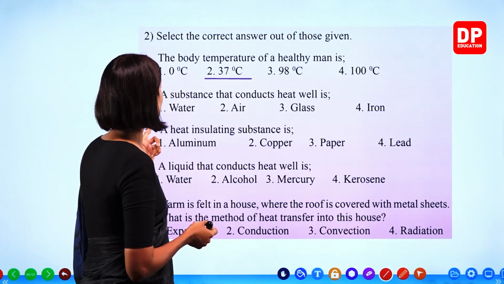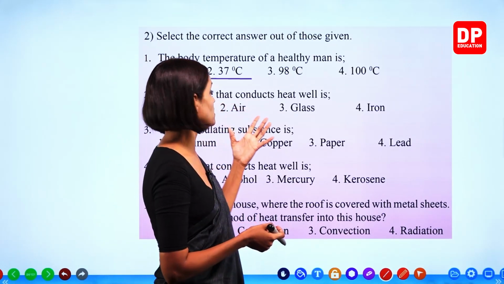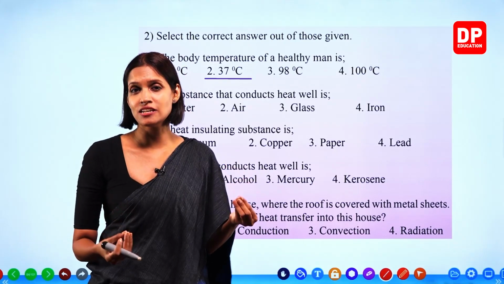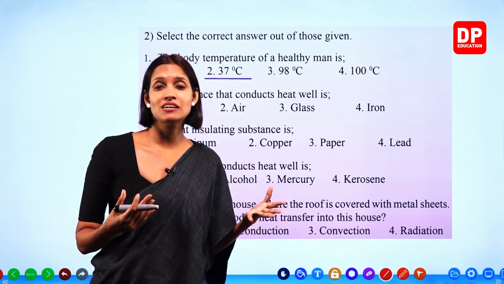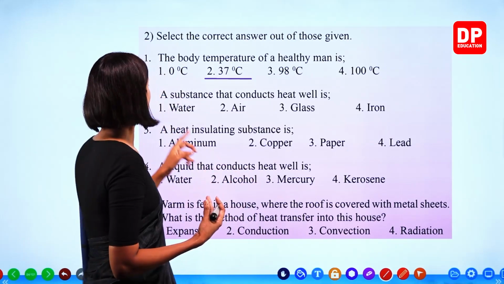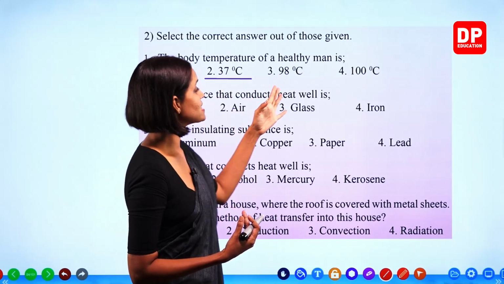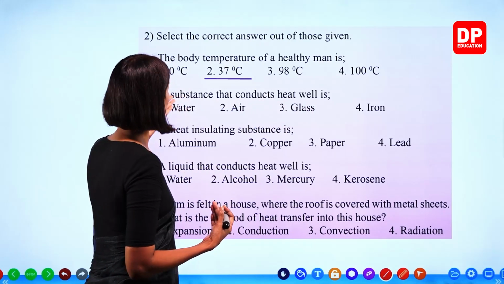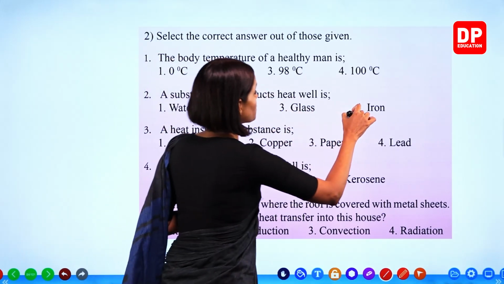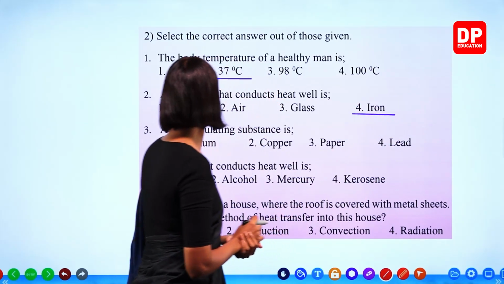Number 2, a substance that conducts heat well. What type of substances conduct heat well? Heat conductors. What are the best heat conductors? Metals conduct heat well. Right? Water, air, glass, iron. So out of these 4 answers, iron is the metal. Right? So iron is the answer.